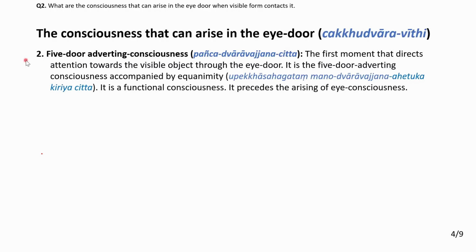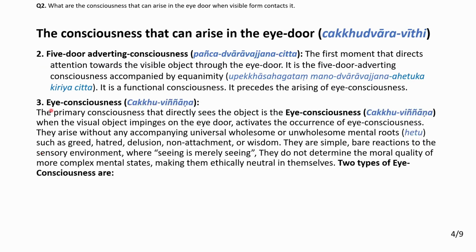2. Five-door adverting consciousness, Pancadvaravajjana Citta. The first moment that directs attention towards the visible object through the eye door. It is the five-door adverting consciousness accompanied by equanimity, Upekkha Sahagata, Mano Dvaravajjana Ahetuka Kiriya Citta. It is a functional consciousness. It precedes the arising of eye consciousness.